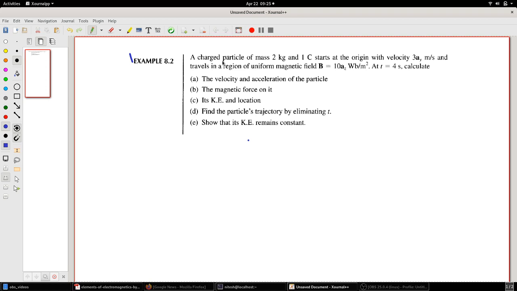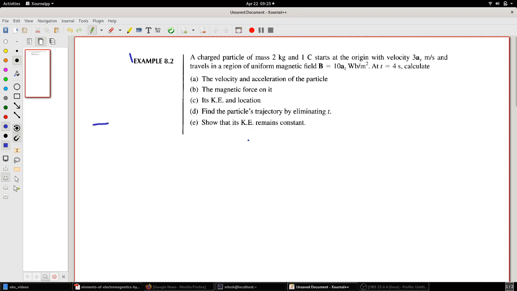and travels in a region of uniform magnetic field B equal to 10 az Weber per meter square. At t equal to 4 seconds, calculate the velocity and acceleration of the particle, magnetic force on it, kinetic energy, and location, and the particle's trajectory by eliminating t, and show that its kinetic energy is constant.